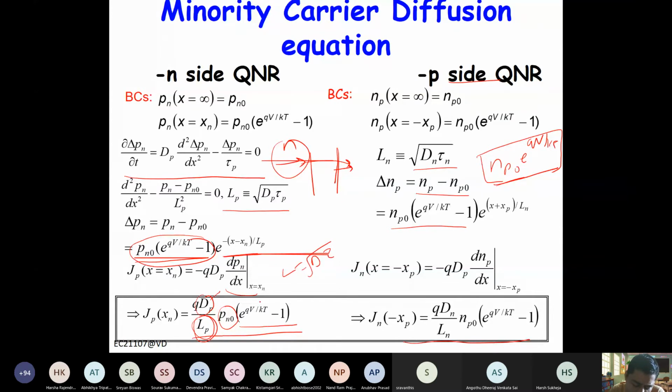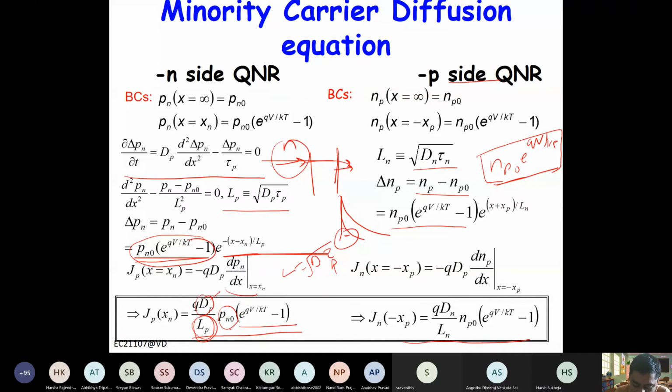So if you want to reduce the L, what will happen if you reduce the L? The slope will increase, right? So the slope will be much higher here, so the current will be much higher here. If you reduce this diffusion length, you will have more current, and you can reduce it by reducing the carrier lifetime.